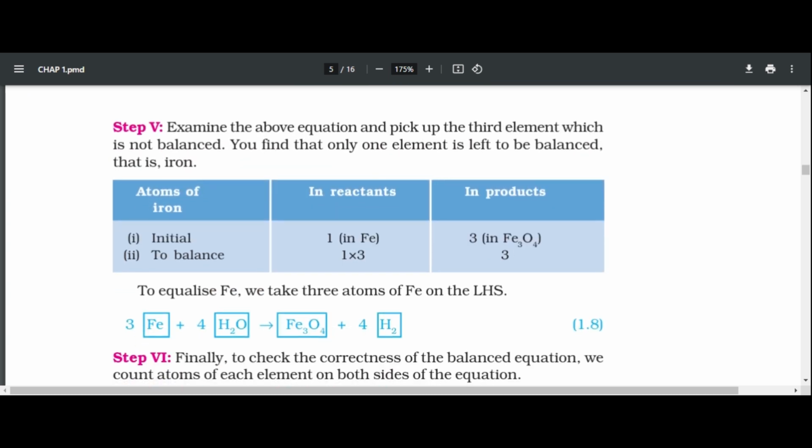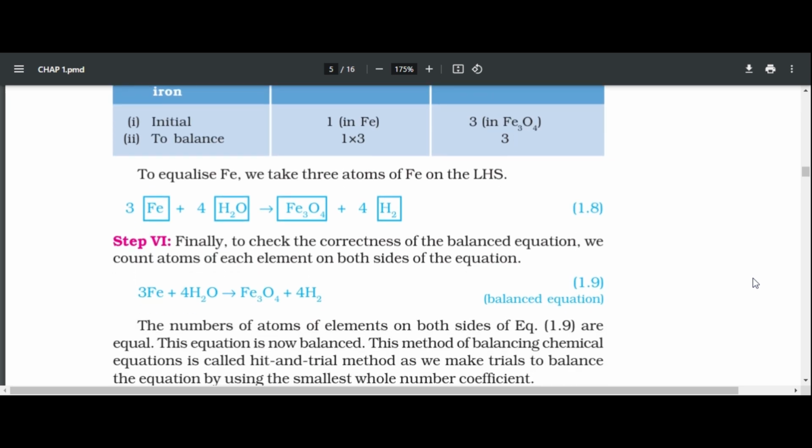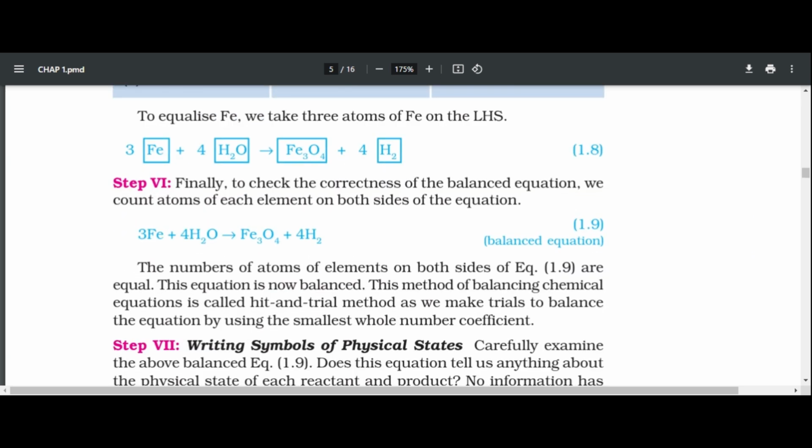Step 5. Examine the above equation and pick up the third element which is not balanced. You find that only one element is left to be balanced, that is iron. Initially in the reactants 1 and in the product 3 in Fe3O4. To balance, multiply the reactant by 3, that gives 3, and in the product it will remain 3. To equalize iron, we take 3 atoms of iron on the LHS. 3Fe plus 4H2O gives Fe3O4 plus 4H2. That is equation 1.8.